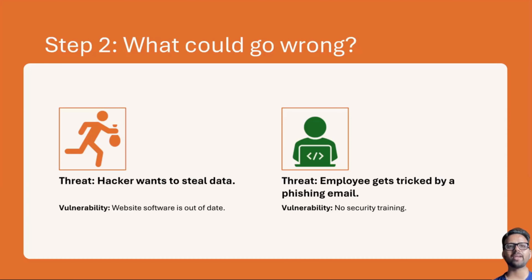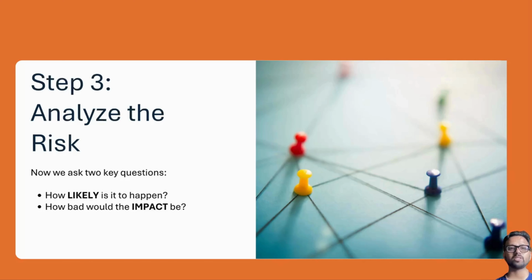Step 2 is where we identify threats, the bad things that could happen, and the vulnerabilities, the weaknesses that allow those threats to succeed. For example, a threat is a hacker, and a vulnerability is that Byte Bazaar software is outdated. Now, for the most important part of the process, step 3 is where we analyze the risk. This is where we ask two key questions: how likely is it to happen, and how bad would the impact be if it did? Let's break down how we determine that.